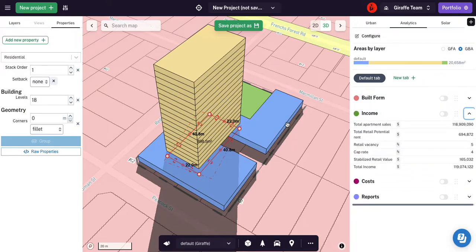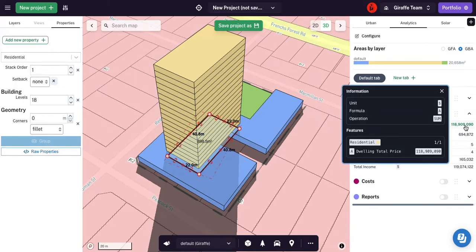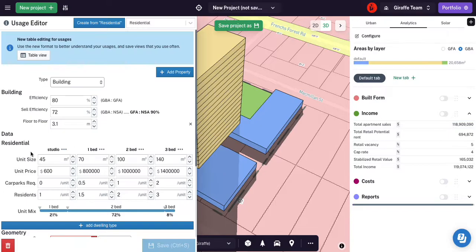Next section is the income. So we're making a healthy pile of cash. Total apartment sales is $118 million. And that's counting up from our inputs, these numbers times the relevant numbers of units. And if we change this, so if we make more 3 beds, say that didn't really change the price, because probably our square meter rates are actually quite similar. Yeah, quite similar. So it's 1 to 1 and 140 to 140. So they're about the same.